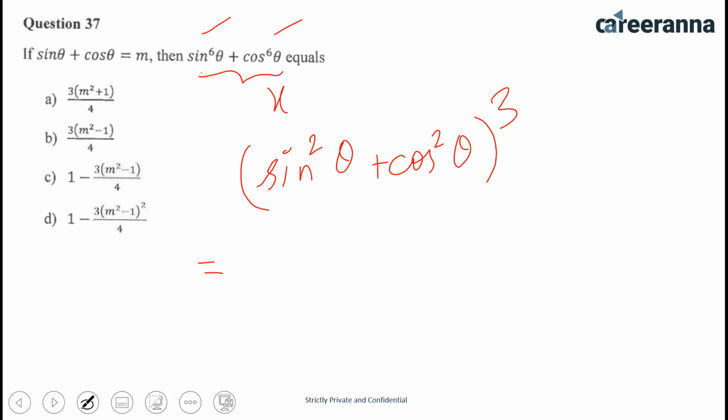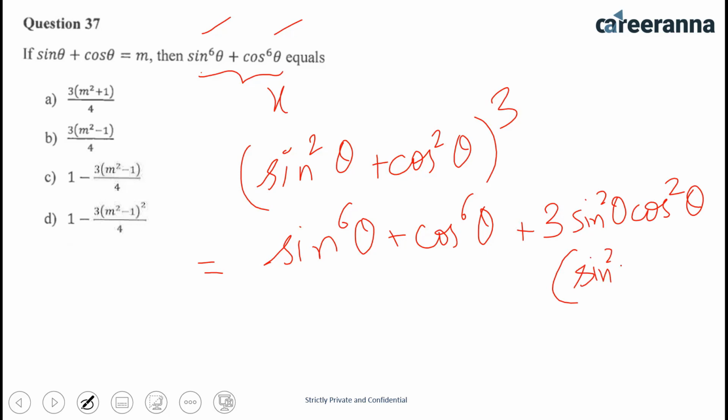Now I'm expanding it. I'll be getting sine 6 theta plus cos 6 theta plus 3 sine square theta cos square theta into sine square theta plus cos square theta. I know what is the value for sine square theta plus cos square theta.